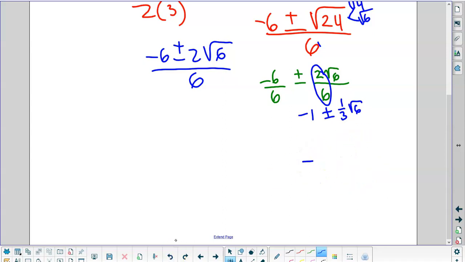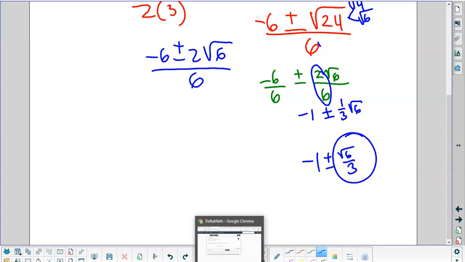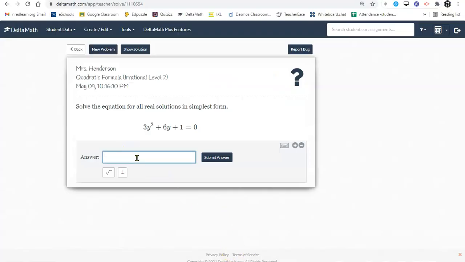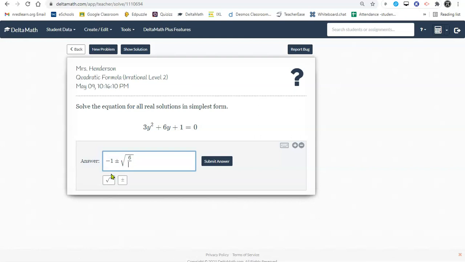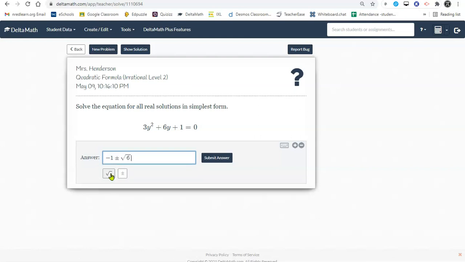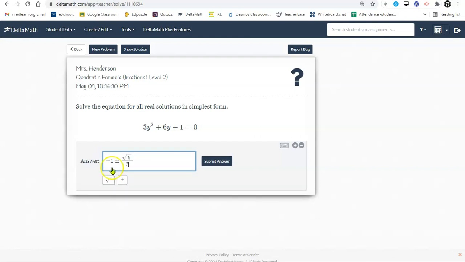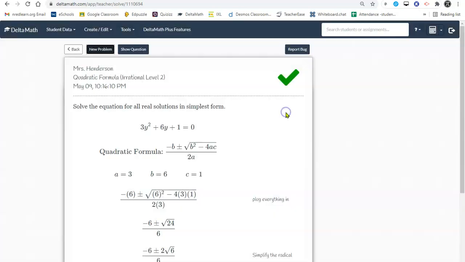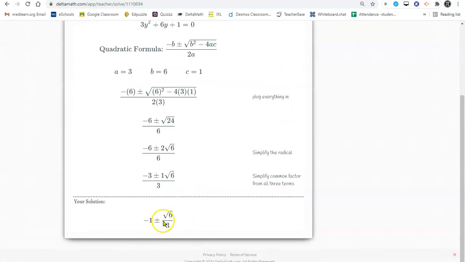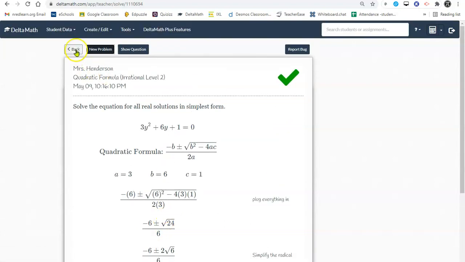Let's see if we can type that in properly. Negative 1 plus or minus the square root of 6. I know you want to reduce these, but remember, radical numbers cannot be reduced by free numbers, right? So let's see if we can get this right. Negative 1 plus or minus the square root of 6, divided by 3. Yes, we did it. All right, so that's how you type it in.